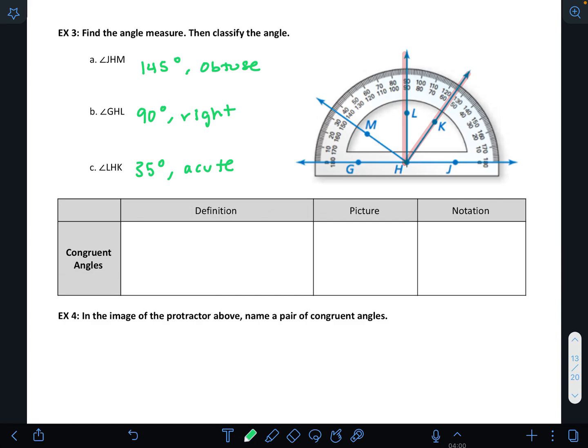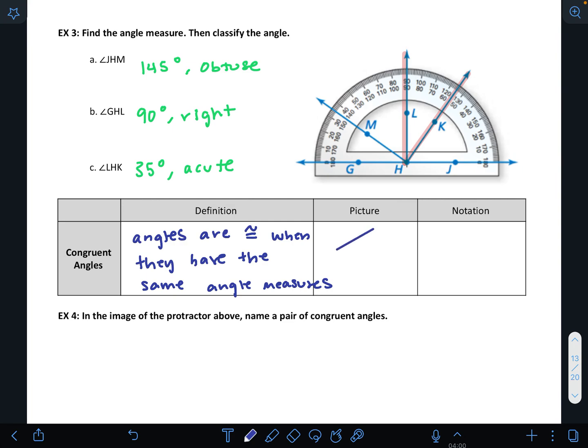Then the last thing that we're going to be talking about today is congruent angles. So congruent angles are angles... I guess this is just a statement. Angles are congruent when they have the same angle measure.